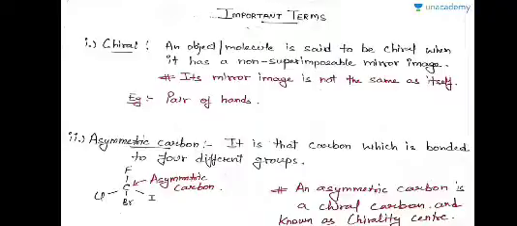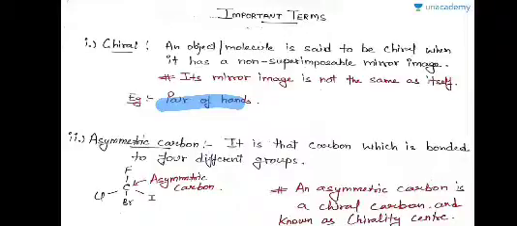So friends, here are some important terms relating to stereochemistry. First term is chiral. Friends, a molecule or a species is said to be chiral when it has a non-superimposable mirror image, or we can say that the mirror image is not the same as itself. For example, a pair of hands.